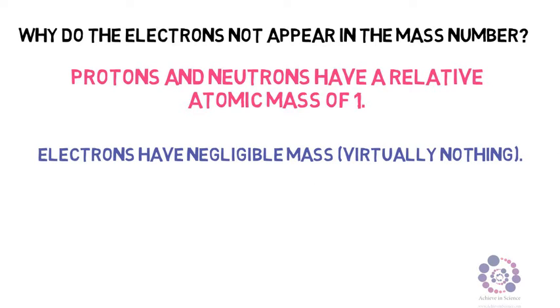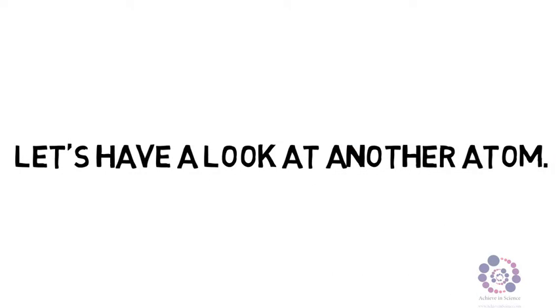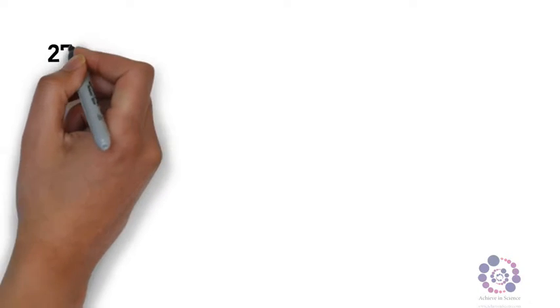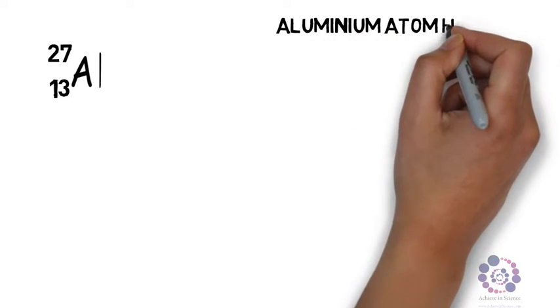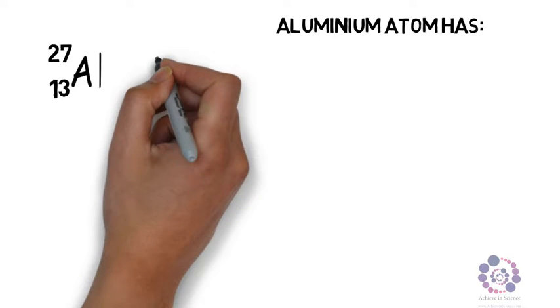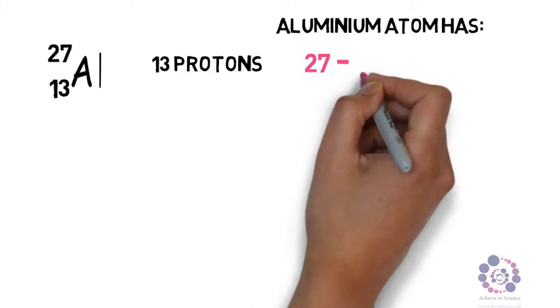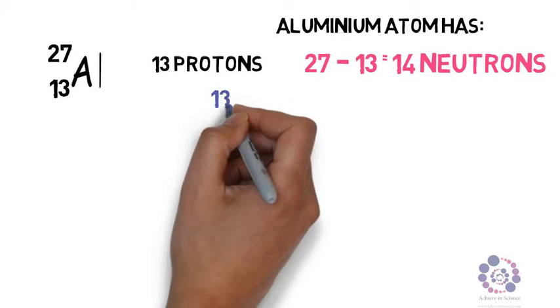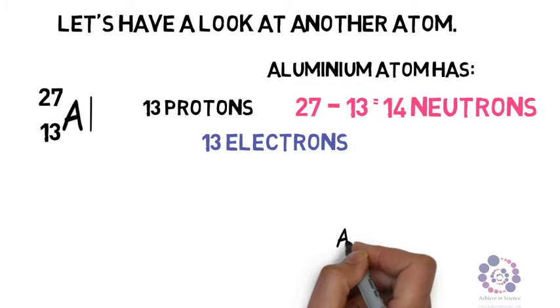If we look at another atom then, what can we see? If we choose another element, let's choose the element aluminium, given the symbol Al, atomic number of 13 and mass number of 27. Aluminium therefore has 13 protons, and because its mass number is 27, if we subtract 13 from it, we can calculate that it has 14 neutrons. As it has 13 protons positively charged, it must have 13 electrons.